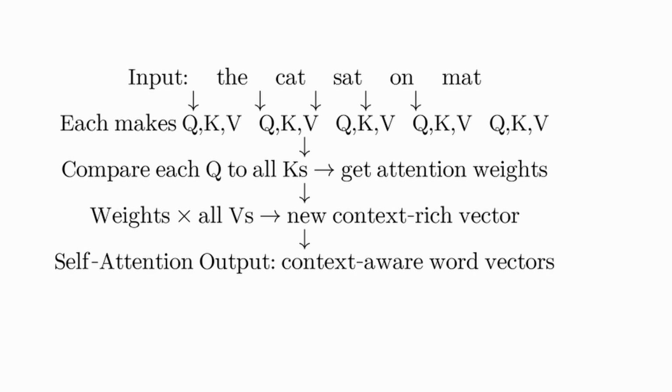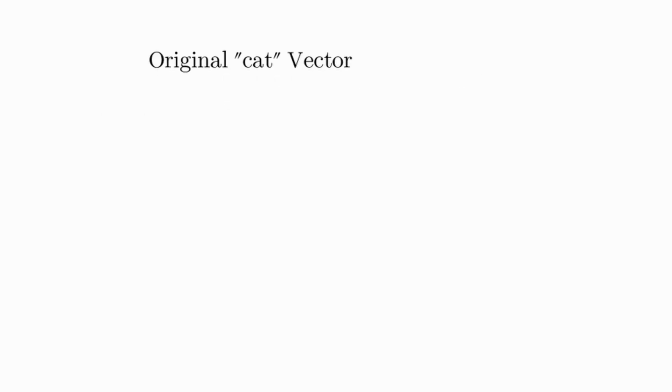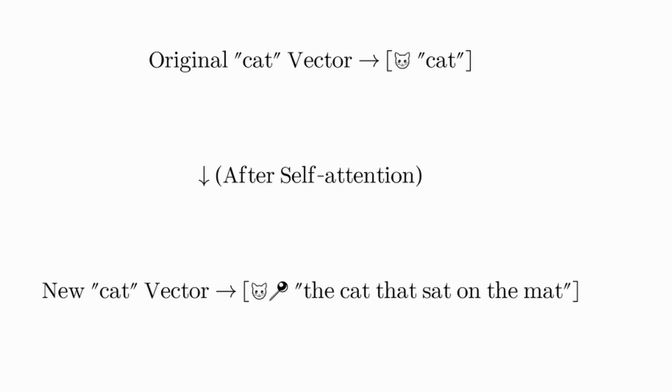After self-attention, every word embedding now carries information about the entire sentence. So, the original cat vector just meant cat. Now, the new cat vector represents the cat that sat on the mat. That's what self-attention does. Each word looks around, figures out who matters the most, and updates itself using that information.